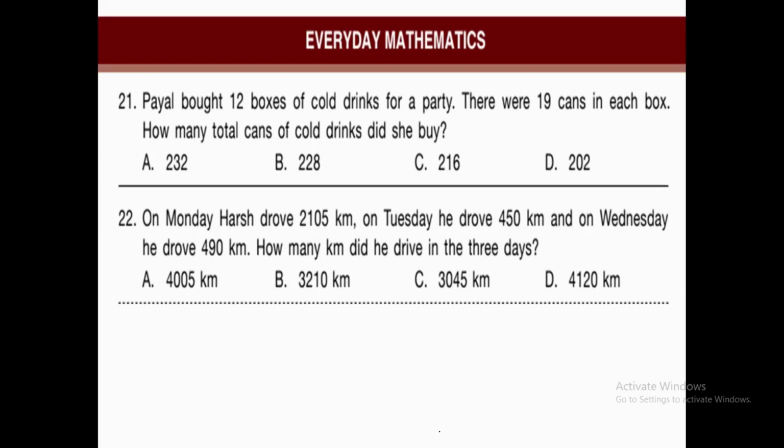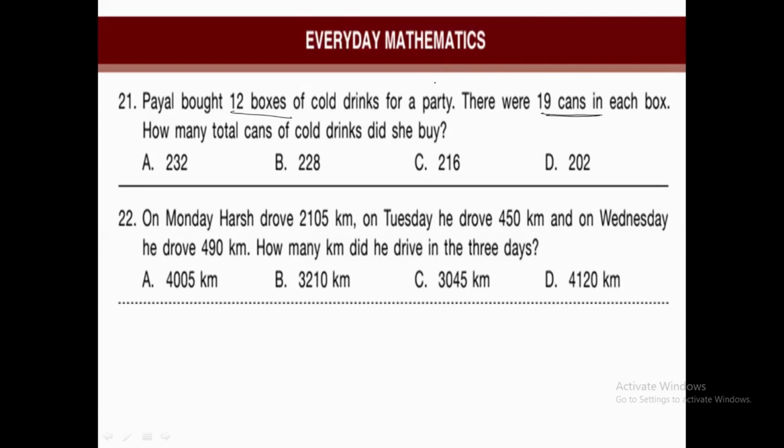Payal bought 12 boxes of cold drinks for a party and there were 19 cans in each box. So how many total cans of cold drinks did she buy? So what we need to do? The value of 1 is given to you and the question is asking for more. Again, you are going from unit to more.